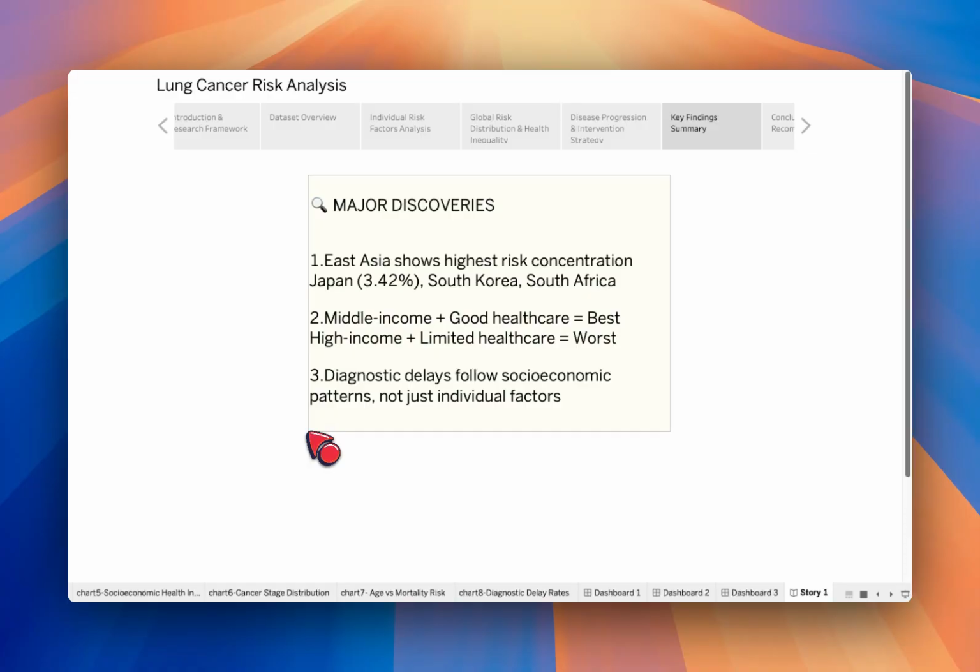Middle income plus good healthcare shows better outcomes than high income plus poor healthcare. Third, multiple factors work together. Risk profiles need a complete picture, not just single factors.